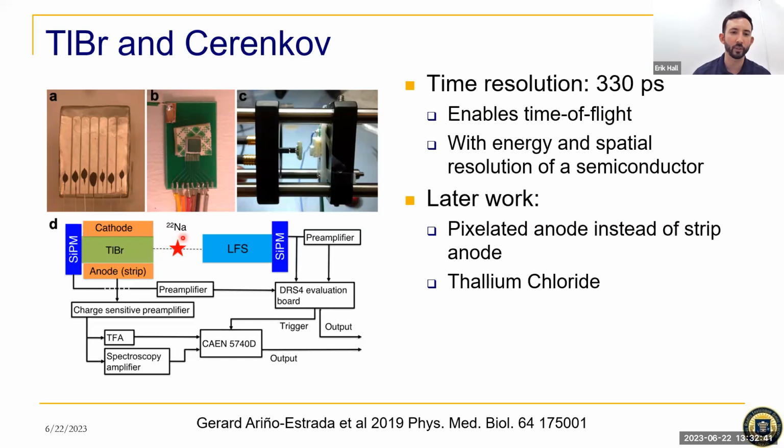If you look at this example, we have a sodium-22 source, and we can do time of flight between this scintillator and the Cherenkov in the thallium bromide. The Cherenkov can be detected with a time resolution of about 330 picoseconds. That's pretty comparable to what a scintillator is able to achieve. So this enables time of flight in a semiconductor while also still having the energy and spatial resolution of the semiconductor. Some later work by this group at UC Davis also looked at pixelated anodes instead of the strip anodes as you see here, and then other materials like thallium chloride.